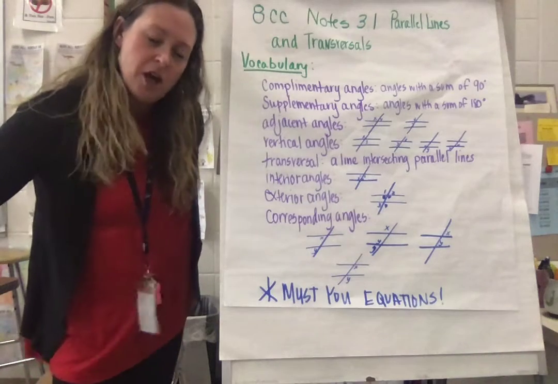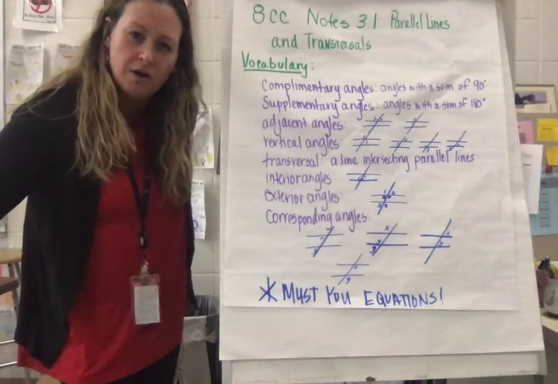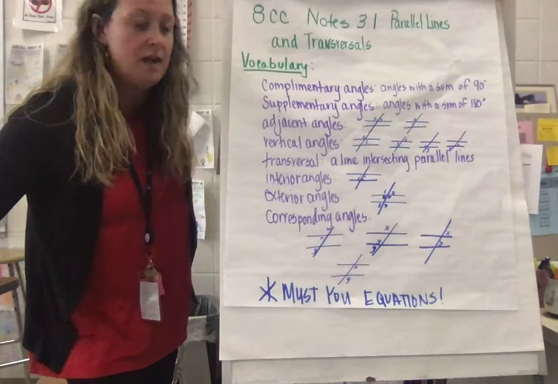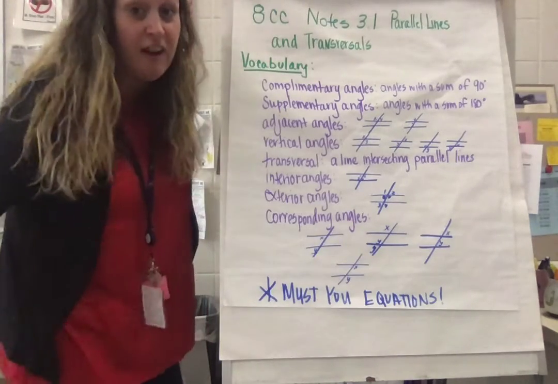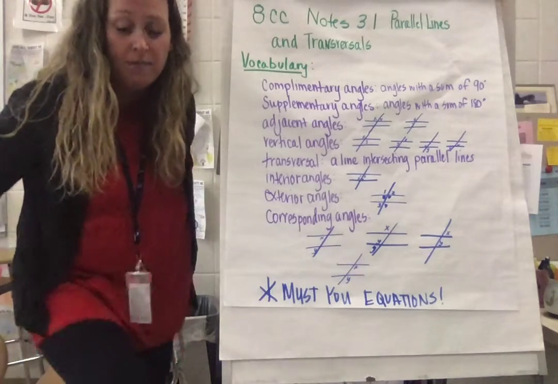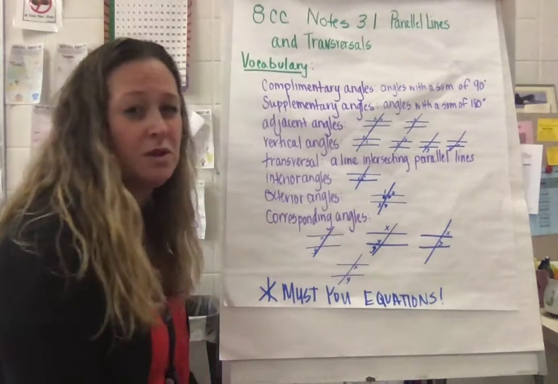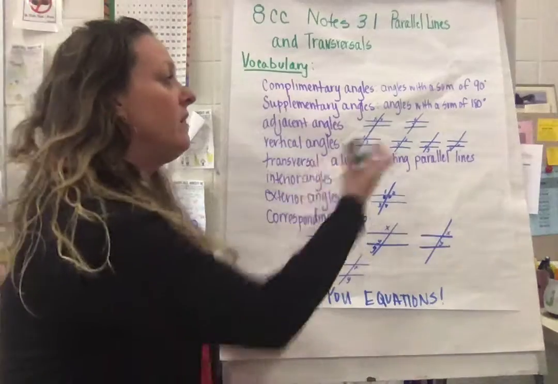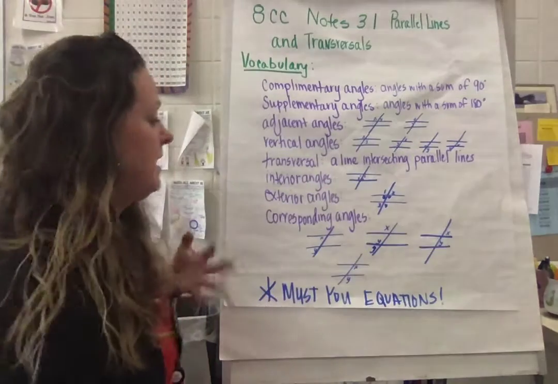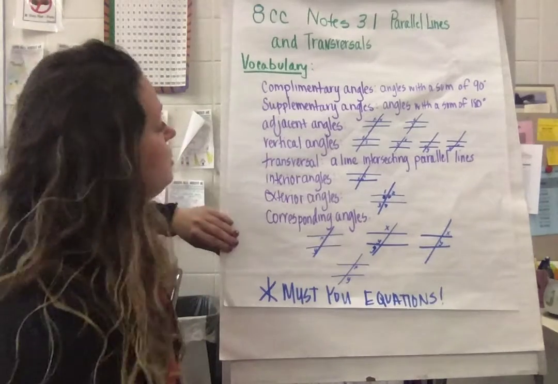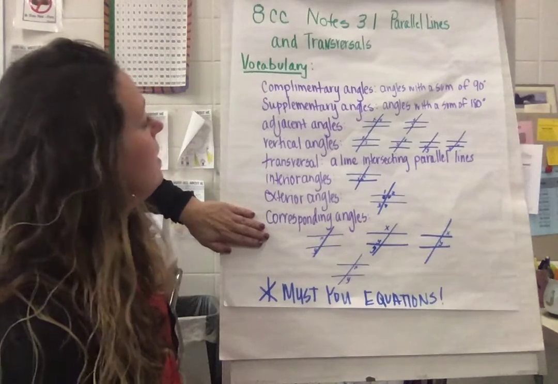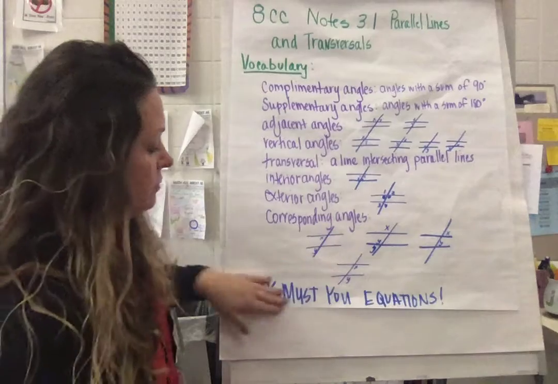Hi everybody, we're going to be talking notes from the 8th grade Common Core lesson 3.1, and it's talking about parallel lines and transversal. This lesson is very heavy in vocabulary, so pretty much the notes are going to be based on knowing the vocabulary and being able to apply it at the end. So please copy down all of the vocabulary words, and then also the pictures.